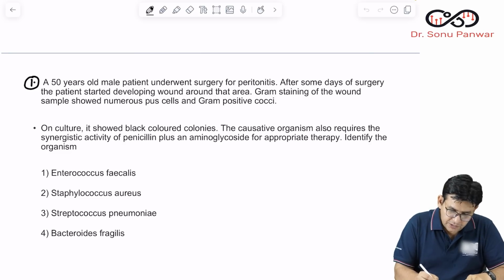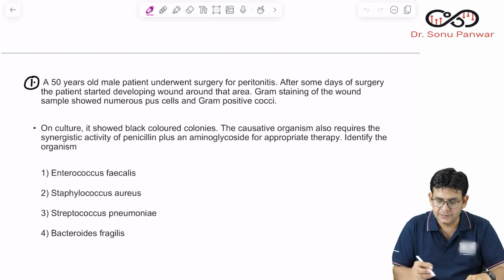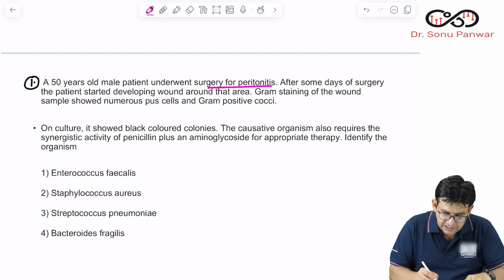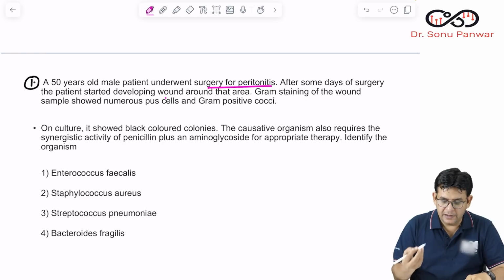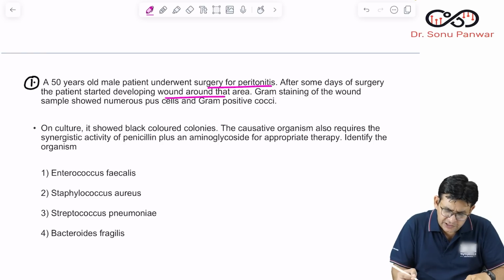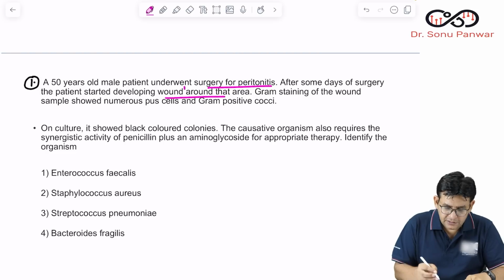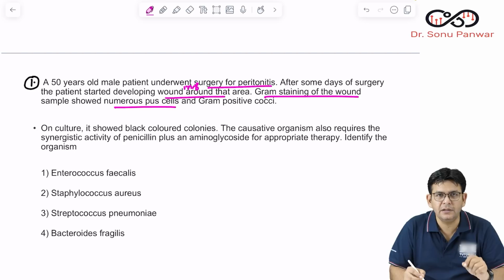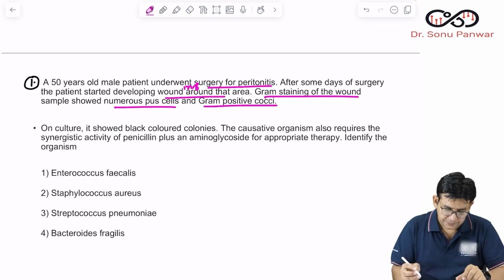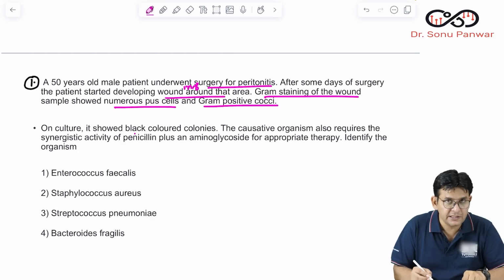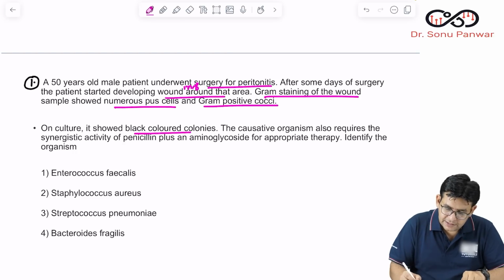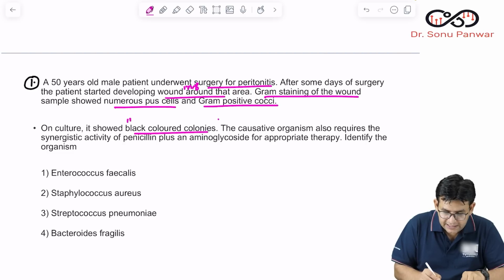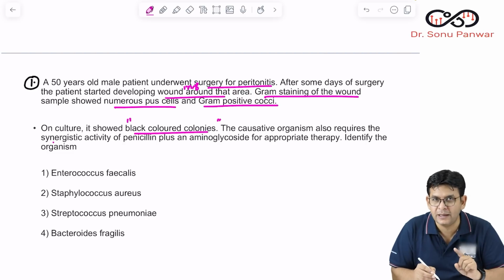Now, talking about this particular question first: a 50-year-old male patient underwent surgery for peritonitis. After some days of surgery, the patient started developing wound infections around that area. The Gram staining of the wound sample shows numerous pus cells and Gram positive cocci. On culture it shows black colored colonies. The causative organism also requires the synergistic activity of penicillin and aminoglycoside.